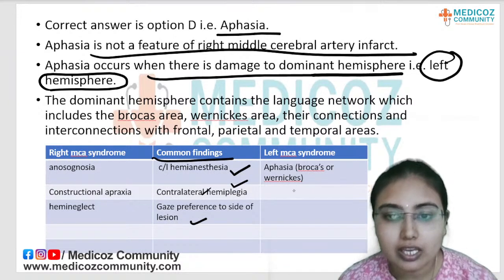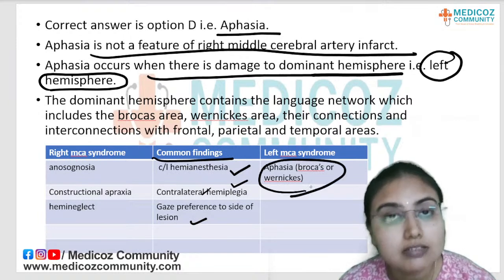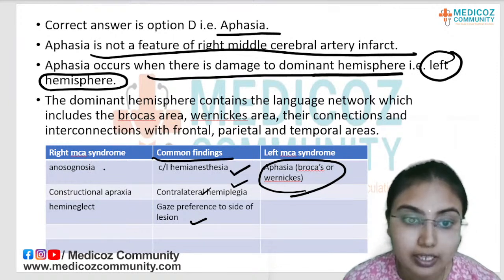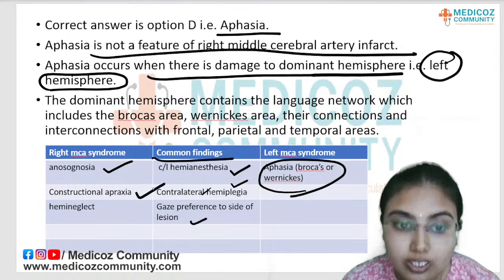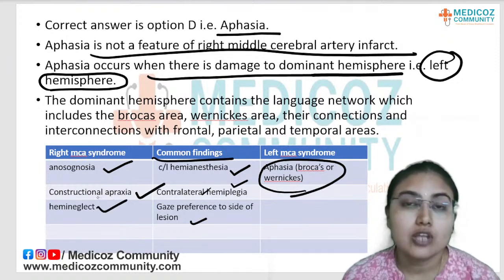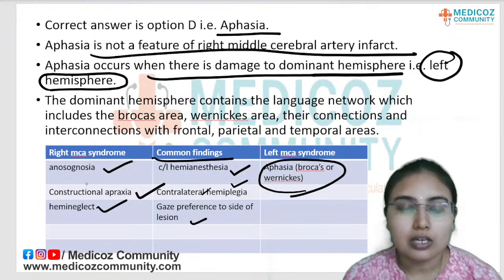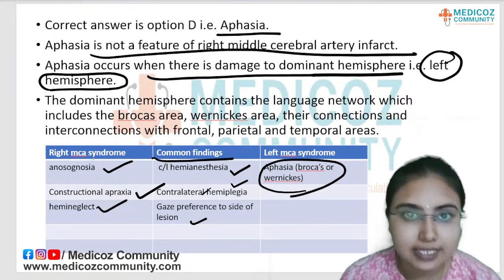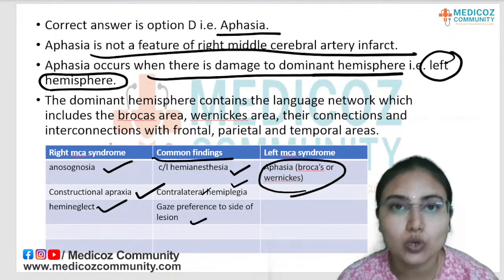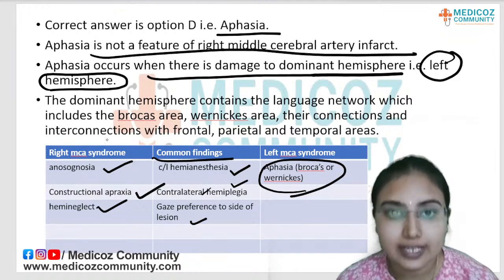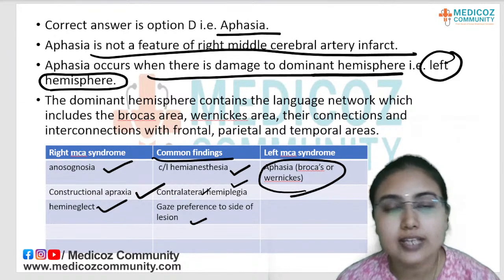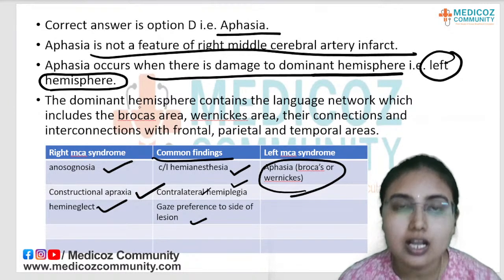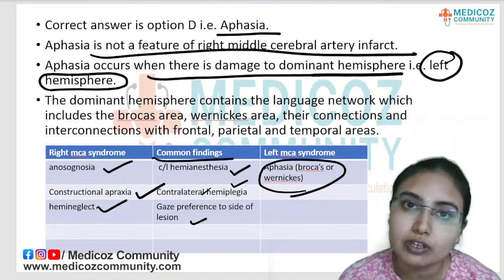If there is a left MCA infarct, then you have aphasia. It can be Broca's or Wernicke's or even global. If there is a right MCA syndrome, then it is anosognosia, constructional apraxia, and hemineglect. You will find clues in your question, such as the patient is unable to identify his own body part or neglects the side of paralysis. These are clues you have to pick up to localize the lesion. If they say there is complete global aphasia, then immediately you should think of left hemisphere infarct.